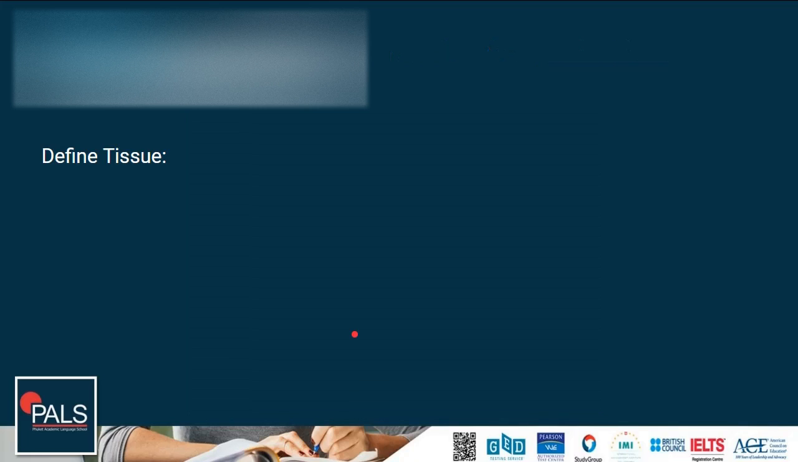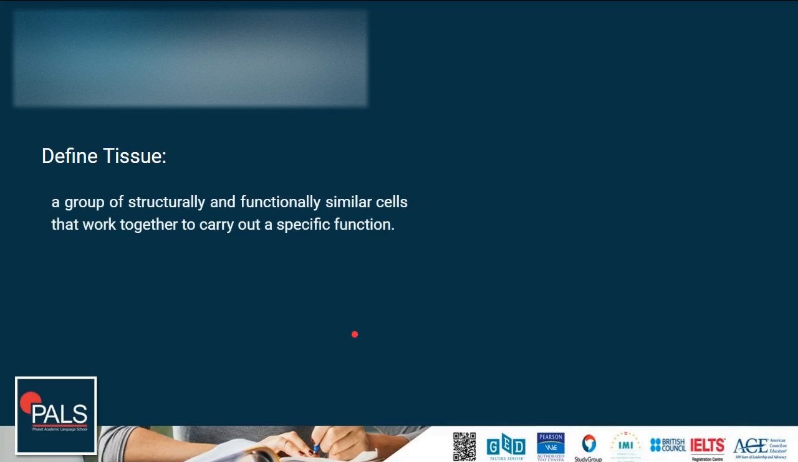All right, and last question. Can you define tissue? Write your answer down. Please pause the video and you will hear the answer now. A tissue is a group of structurally and functionally similar cells that work together to carry out a specific function.